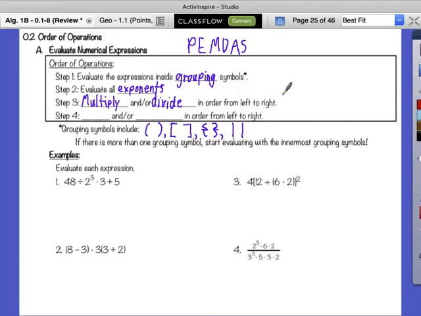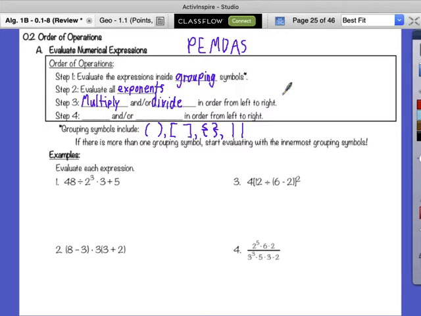So this is where the big misconception comes. A lot of people tend to think that you multiply all the way through and then you divide all the way through. That's not true. You do multiplication as you see it left to right. So if you see division right away, you do division first. Okay? If you see multiplication right away, you do that multiplication first. Okay? When you get to this step, you do it at the same time.